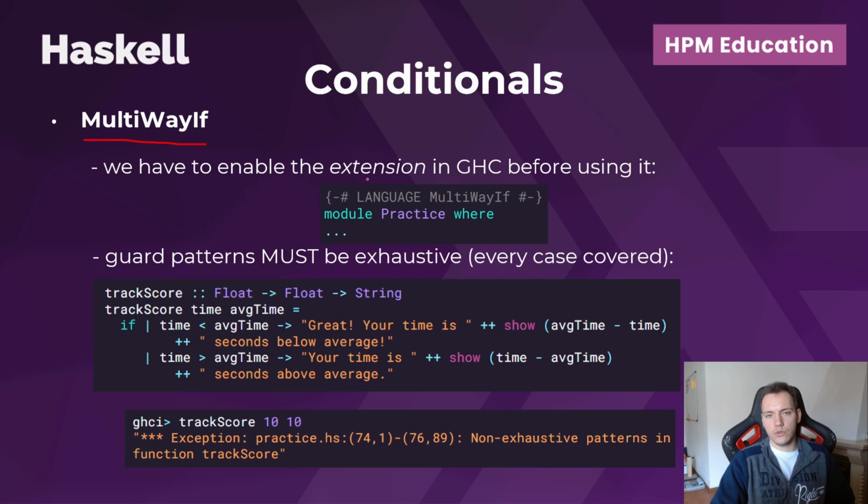Before we use multi-way if, we have to enable the extension in GHC. We enable extensions in our source code files by using this syntax, which is similar to comments, except it has these hash symbols at start and end, and it uses the keyword LANGUAGE capitalized and then the extension we want to activate. So we put this at the top of our .hs files, and this lets the compiler know to activate these extensions when compiling this code. Once we have done that, we can write code using multi-way if.